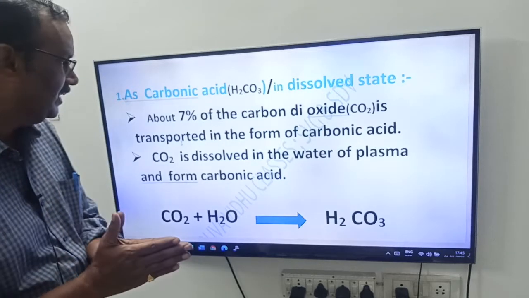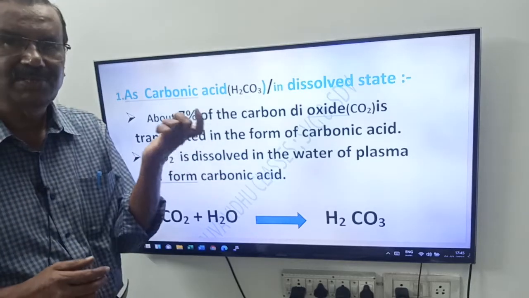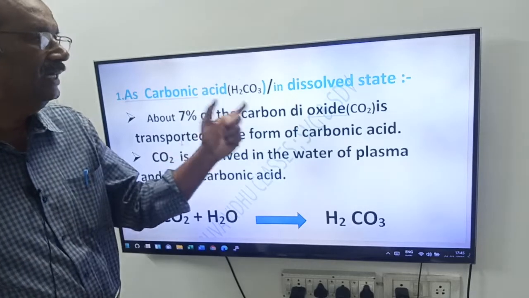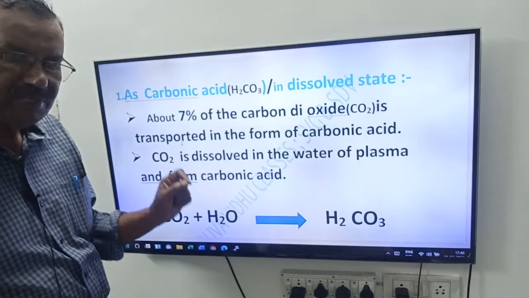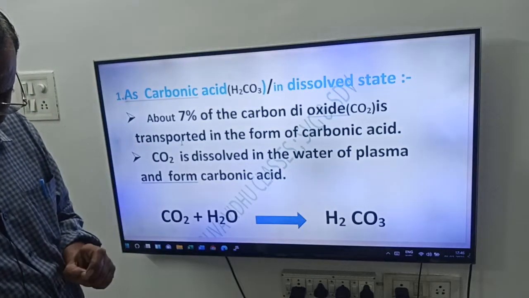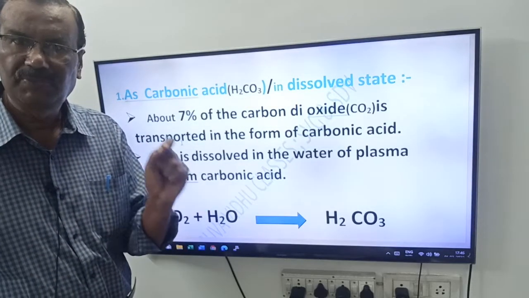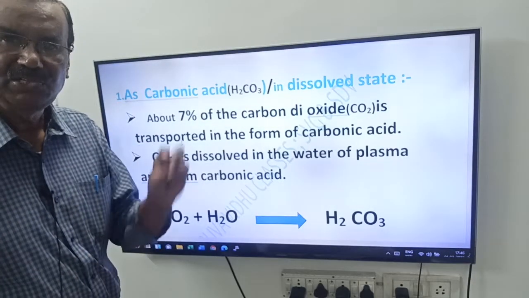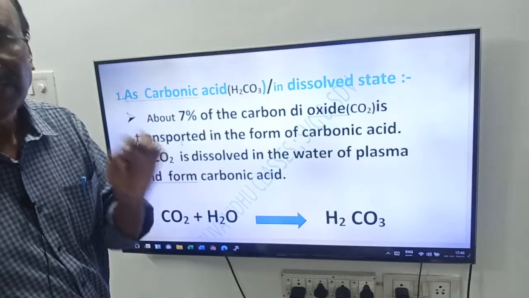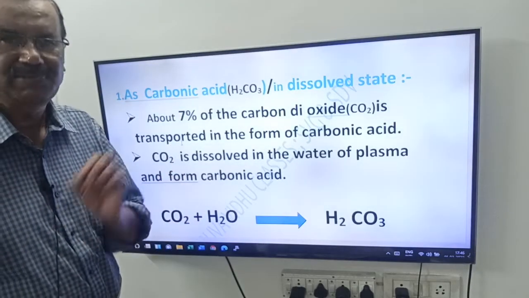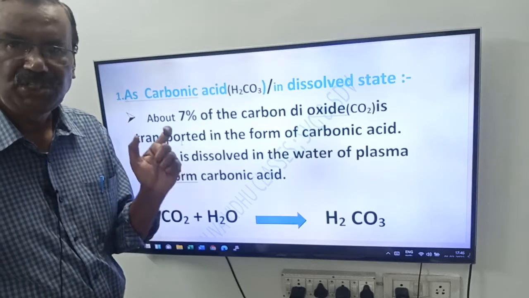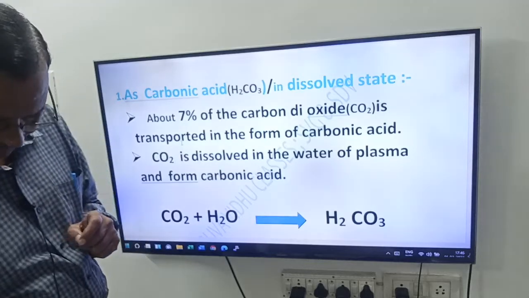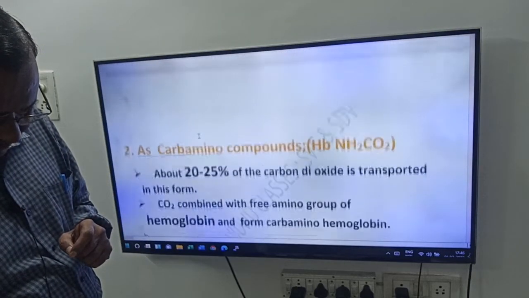In this form, how much percentage? 7% of the carbon dioxide is transported. Once again, first one as carbonic acid or in the dissolved state. About 7% of the carbon dioxide is transported in the form of carbonic acid. This carbon dioxide is dissolved in the water of plasma and forms carbonic acid. What is its equation? CO2 plus H2O gives rise to H2CO3. That is carbonic acid. That is the first one.